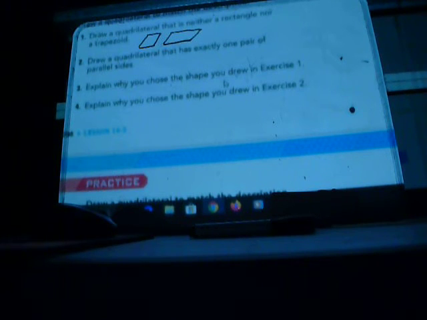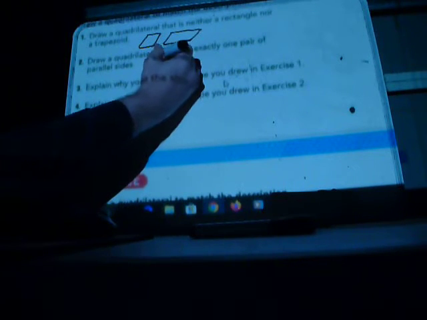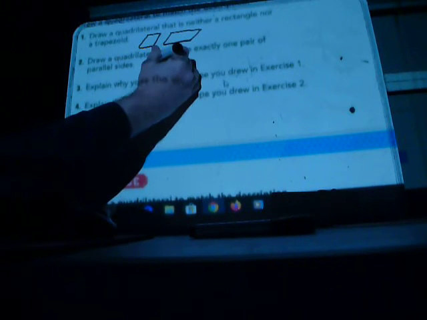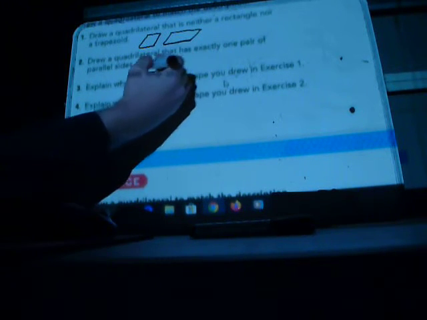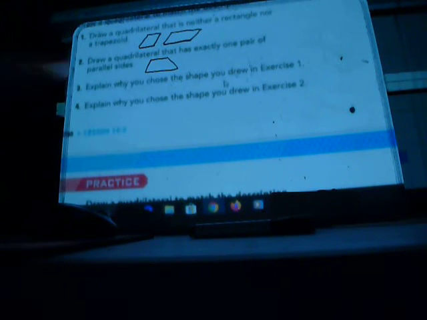Draw a quadrilateral that has exactly one pair of parallel sides. So that would be your trapezoid. It has one pair of parallel sides, and the other sides are not parallel. The parallel ones can keep going on and never touch. And these, if they keep going on and on, will touch. So these two sides are not parallel, these two sides are parallel. These say explain your answers, which I just did.